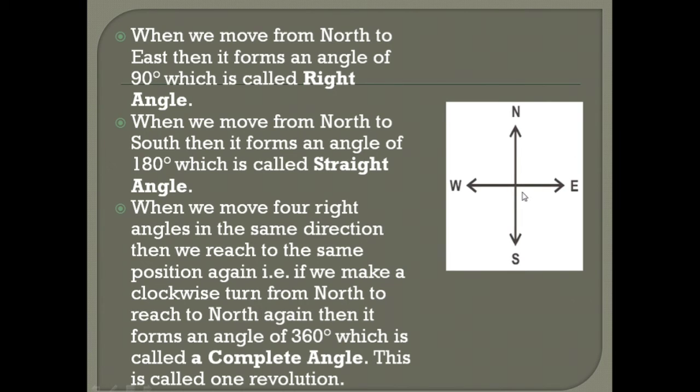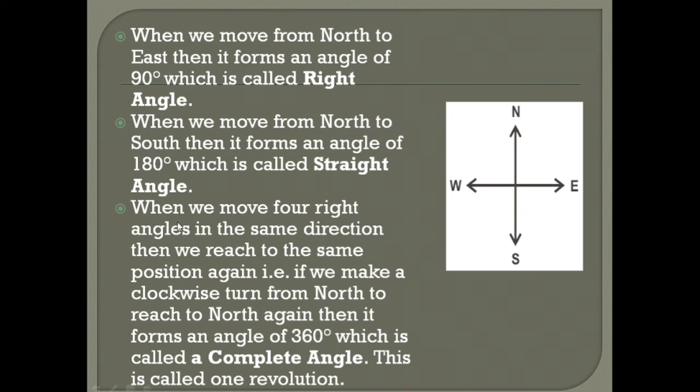So this is known as a right angle. When we move from north to south, it forms an angle of 180 degrees, which is called a straight angle. Now, if we start moving from north to south, it will form an angle here of 180 degrees, and it is known as a straight angle.